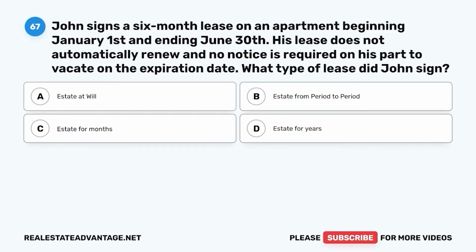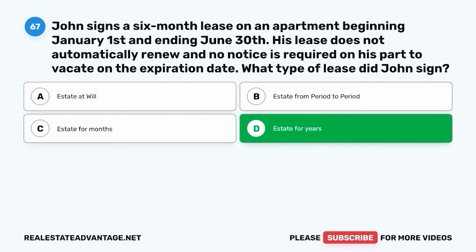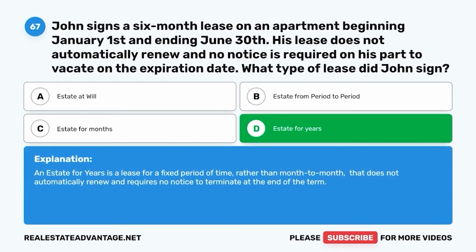Question 67. John signs a 6-month lease on an apartment beginning January 1st and ending June 30th. His lease does not automatically renew and no notice is required on his part to vacate on the expiration date. What type of lease did John sign? A. Estate at will, B. Estate from period to period, C. Estate for months, D. Estate for years. The correct answer is D. Estate for years. An estate for years is a lease for a fixed period of time rather than month to month that does not automatically renew and requires no notice to terminate at the end of the term.